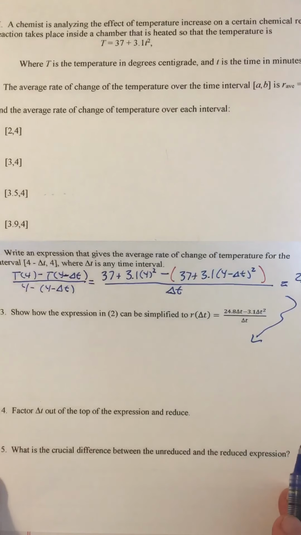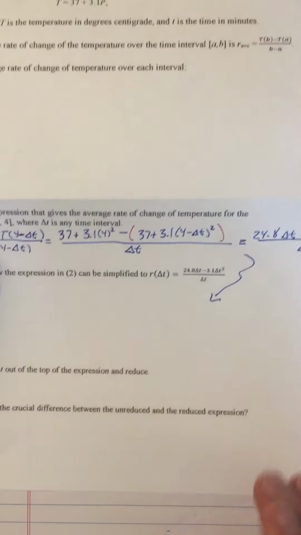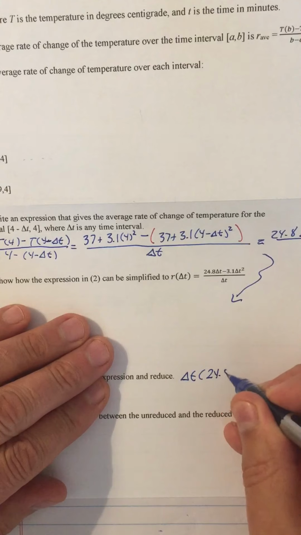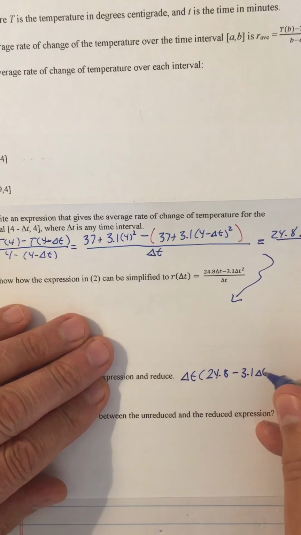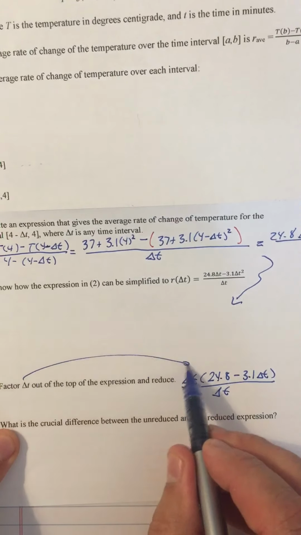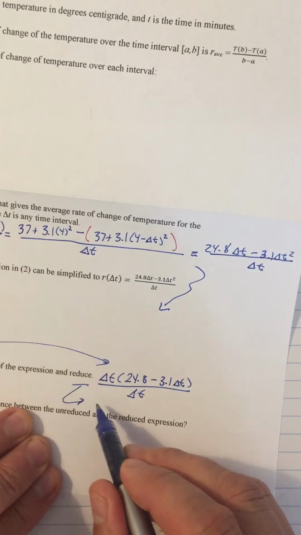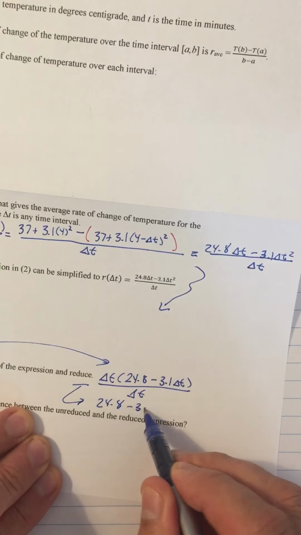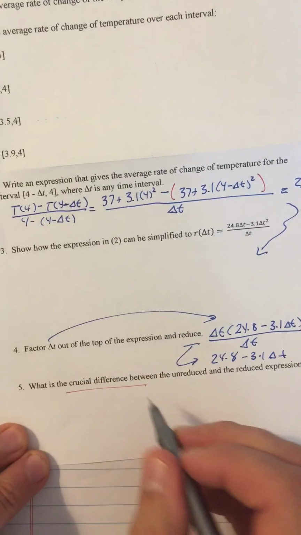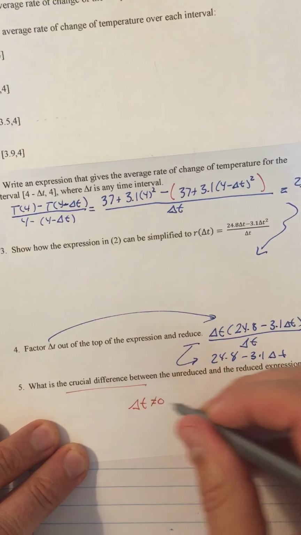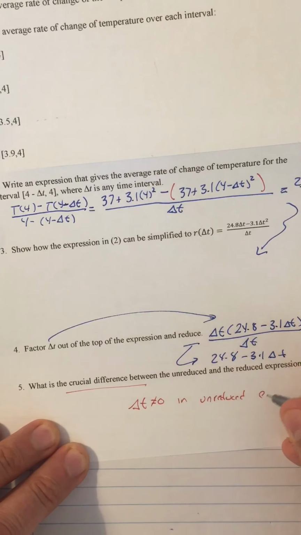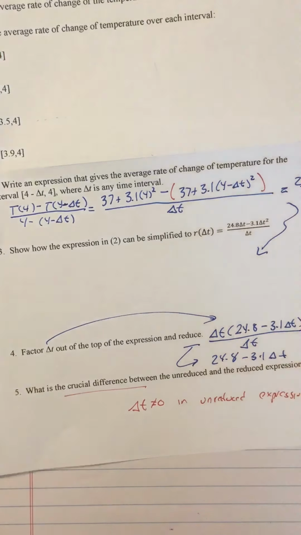Okay, factor delta t out of the top and reduce. All right, so looking at this expression, I can factor delta t out of the top. So I have delta t times 24.8 minus 3.1 delta t, and in the denominator I still have delta t. That's factor out delta t, and then reduce. That equals 24.8 minus 3.1 delta t. All right, what is the crucial difference? The crucial difference is that delta t cannot equal 0 in the unreduced expression. That's the critical difference, the crucial difference.